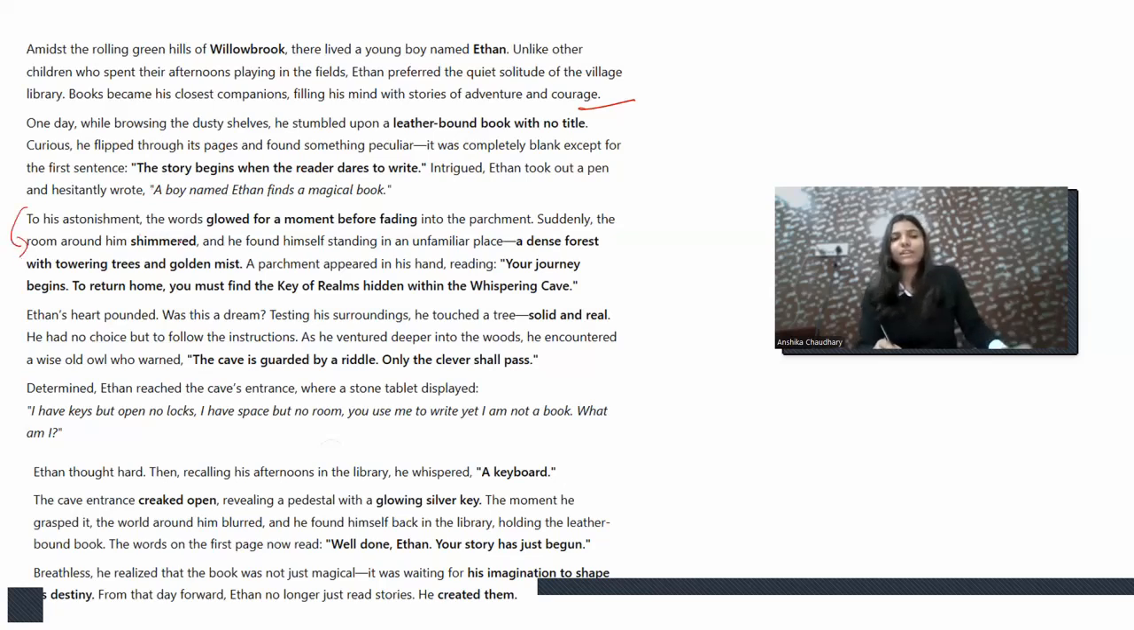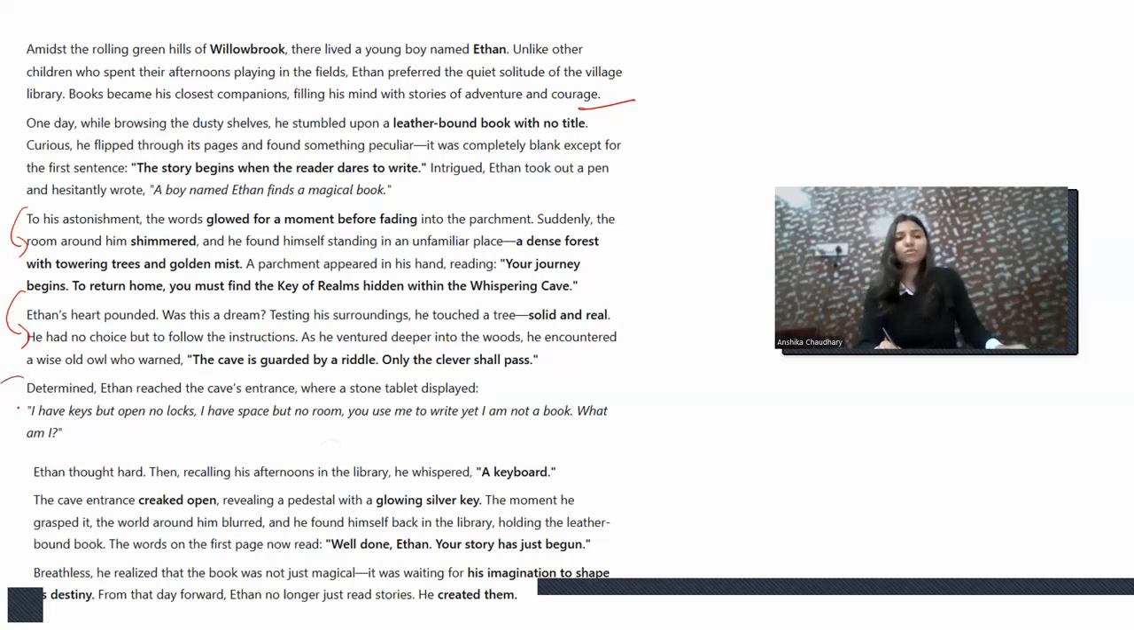To his astonishment, the word glowed for a moment before fading into the parchment. Suddenly, the room around him shimmered, and he found himself standing in an unfamiliar place, a dense forest with towering trees and golden mist. Okay, move further as we have very little time, so we are not reading the complete paragraph. Ethan's heart pounded. Was this a dream? Testing his surroundings, he touched a tree, solid and real. He had no choice but to follow the instructions.